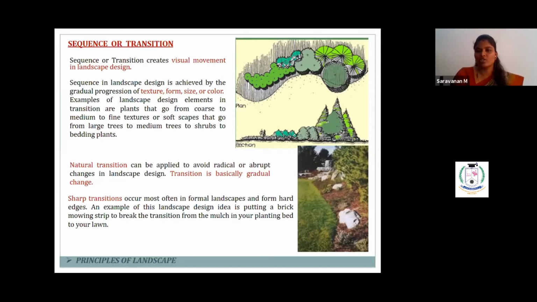So when you see the image, you can understand how the sequence or transition is happening in your plan, this one, and exactly what is happening on location. So natural transition, this is actually the natural transition. This transition, we give it when we decide or when we create a design. This is the natural transition which has happened. So when you have the sharp edges and all.